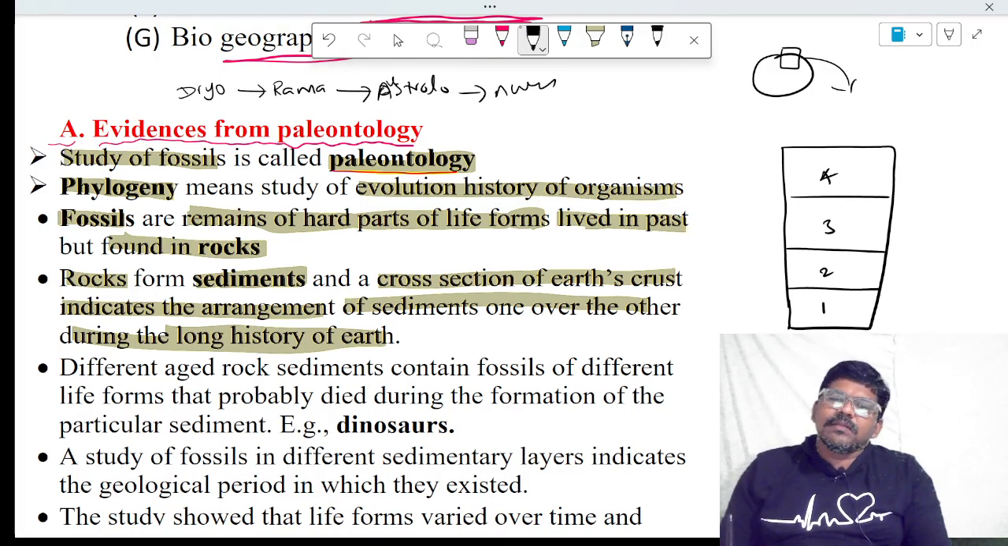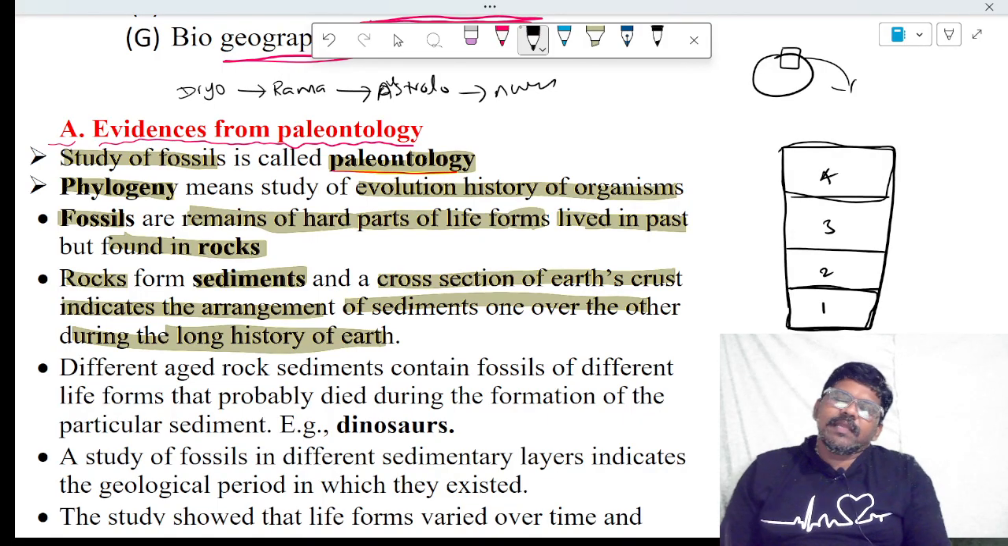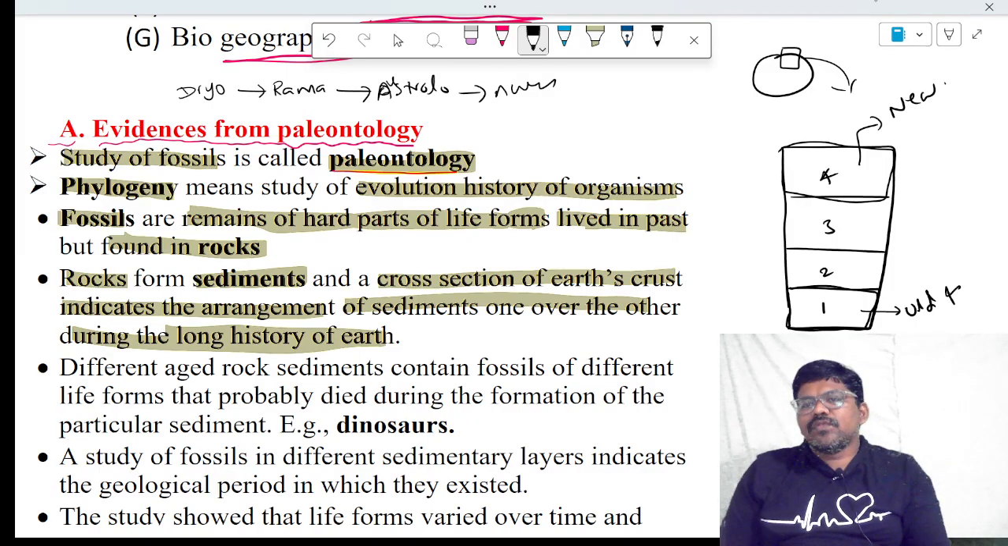The sediment present very deep in the earth crust is a very old sediment. The sediment at the top layer of the earth crust formed recently. Hence, the first sediment has the old fossils, and the last sediment, the fourth sediment here, has new fossils.